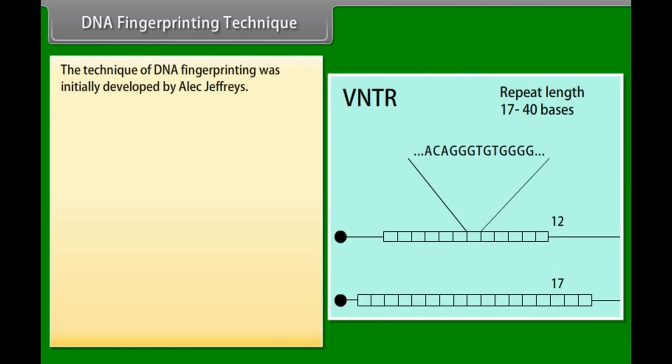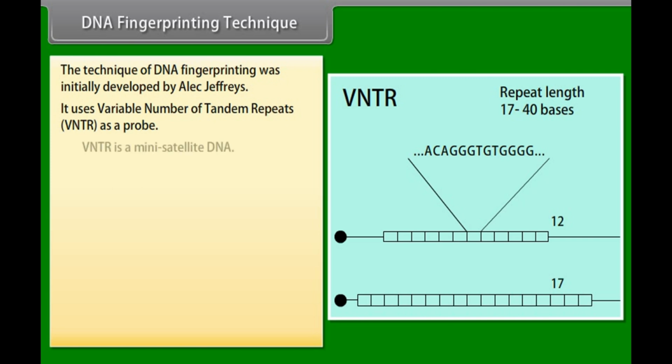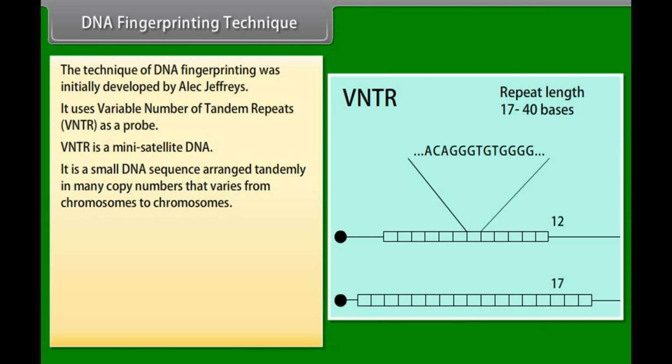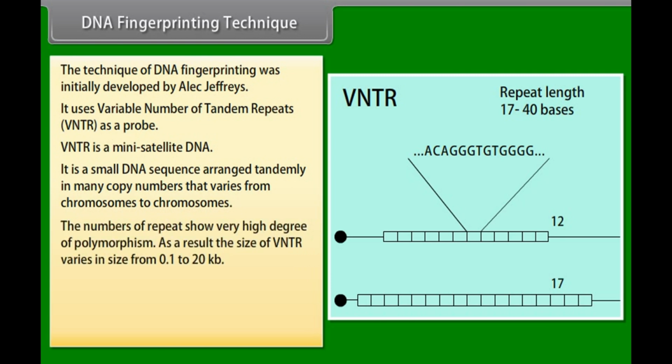DNA fingerprinting technique. The technique of DNA fingerprinting was initially developed by Alec Jeffreys. It uses variable number of tandem repeats, VNTR, as a probe. VNTR is a mini-satellite DNA. It is a small DNA sequence arranged tandemly in many copy numbers that varies from chromosome to chromosome. The numbers of repeats show a very high degree of polymorphism. As a result, the size of VNTR varies from 0.1 to 20 kb.